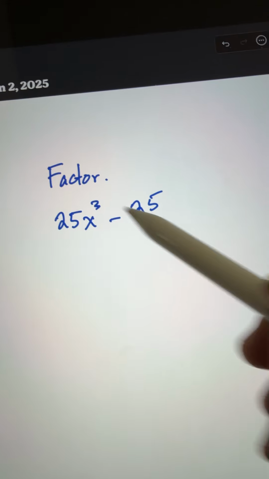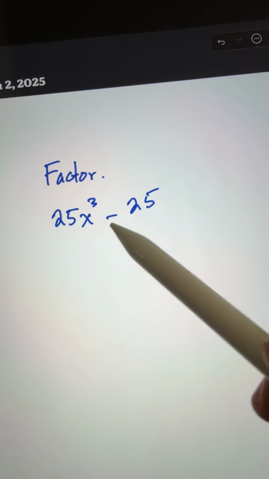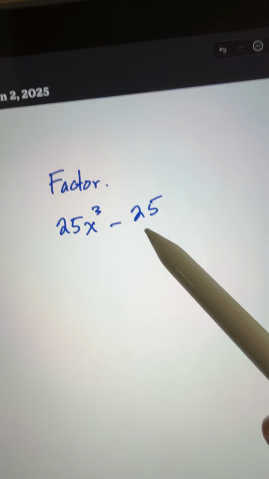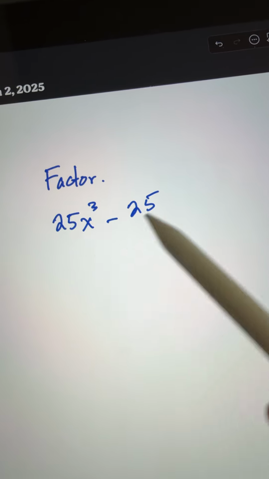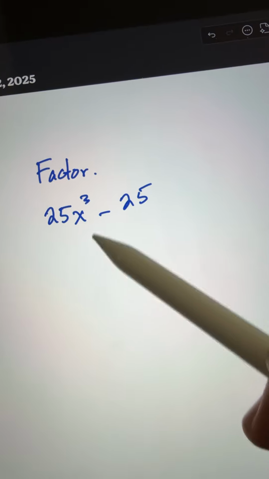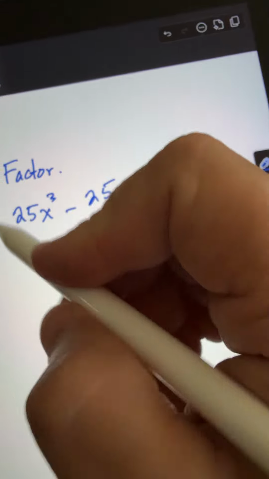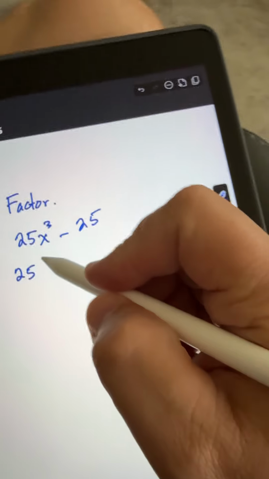All right, we are going to factor this. So the first thing we want to do is try to factor out the greatest common factor. So we look here, and we look here, and we say, is there something that these have in common? We want to factor out the greatest common factor. Well, notice they both have a 25, so we could factor out a 25.